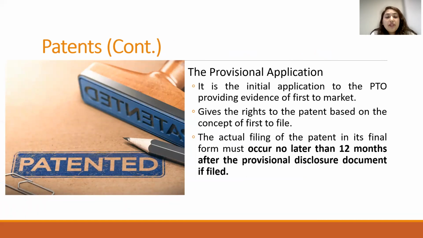The provisional application process for a patent is the initial application to the PTO, providing evidence of being first to the market. This gives the right to the patent based on the concept of first to file. The actual filing of the patent in its final form must occur no later than 12 months after the provisional disclosure document is filed.